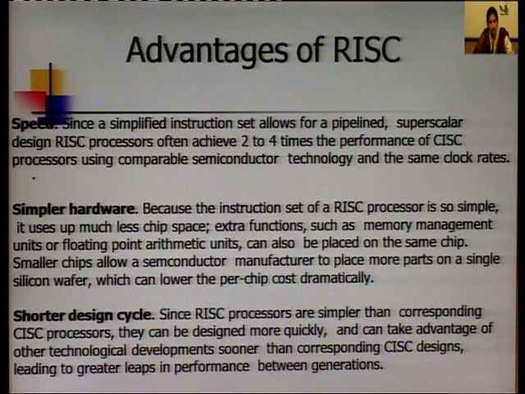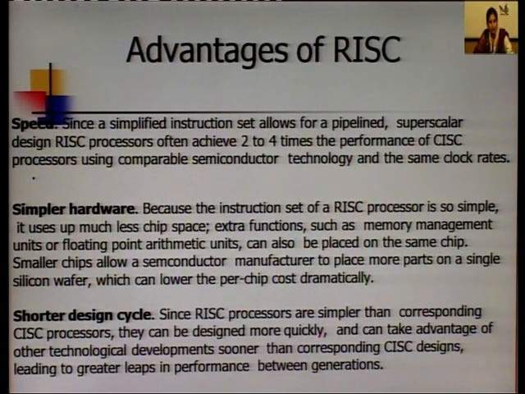There are some advantages of RISC. First is the speed. Since a simplified instruction set allows for a pipeline, superscalar design, RISC processors often achieve 2 to 4 times the performance of CISC processors using comparable semiconductor technology and the same clock rates. So RISCs are basically designed to speed up the processing of a computer. CISC is also a computer architecture, complex instruction set computers, and in comparison to these CISC systems, RISC was developed to increase performance, 2 to 4 times.